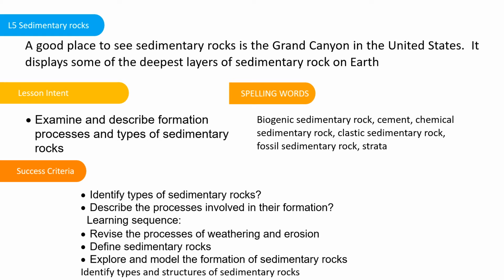Now, to be successful, you need to be able to identify different types of sedimentary rocks, describe the processes involved in their formation. So the learning sequence today is going to be revise the process of weathering and erosion, define sedimentary rocks, and explore and model the formation of sedimentary rocks and identify types and structures of sedimentary rocks.